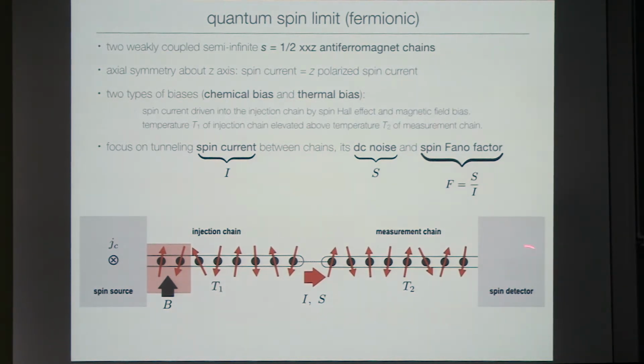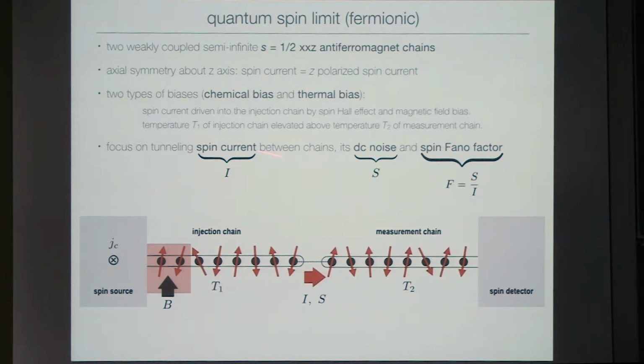And then this side is just the detector for spin. And what I'm going to focus on, and I'm also going to allow thermal bias between the two. Namely, I can change the temperature of the injection chain relative to the temperature of the measurement chain, so T1 and T2.